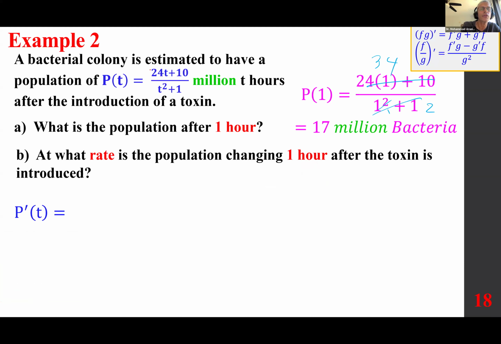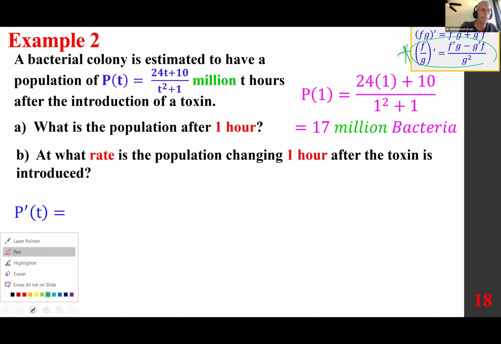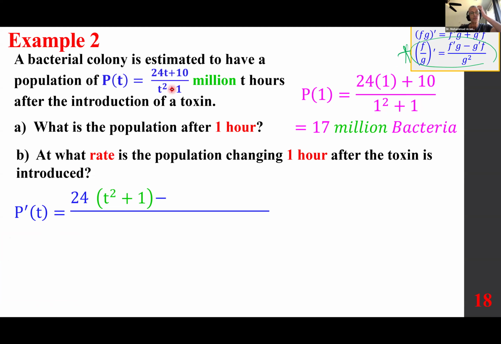So we are going to write f over g, and the derivative is f prime g minus g prime f over g squared. This is the formula we are going to use. So f prime is 24 times g, which is the denominator t squared plus 1, minus g prime, the bottom, which gives us 2t, times f, which is the top 24t plus 10, over g squared, the bottom squared. And this is the extent of calculus.